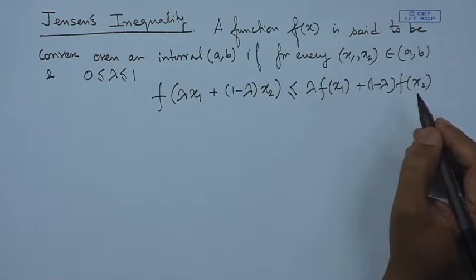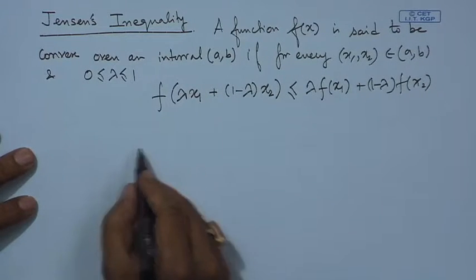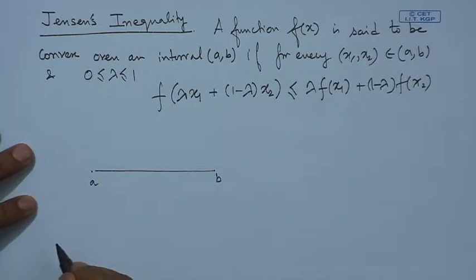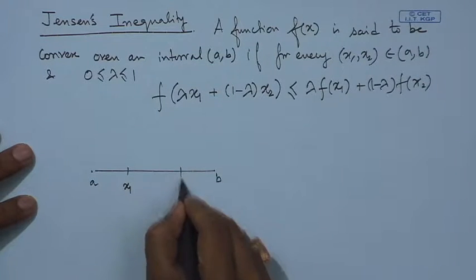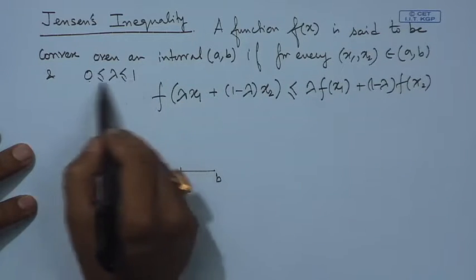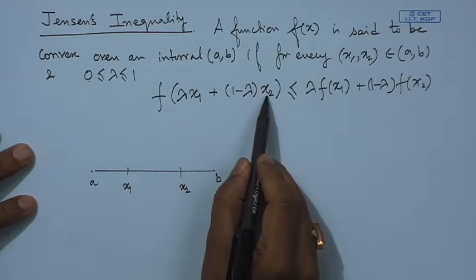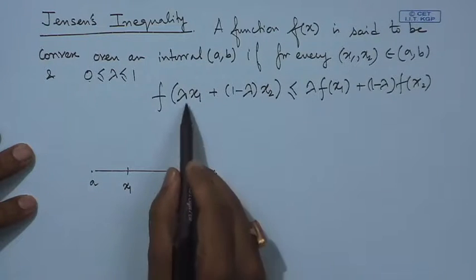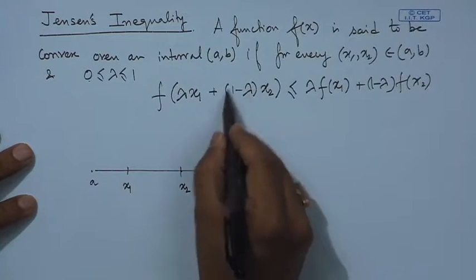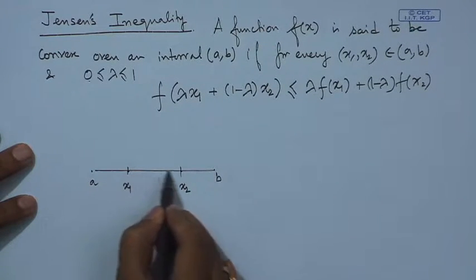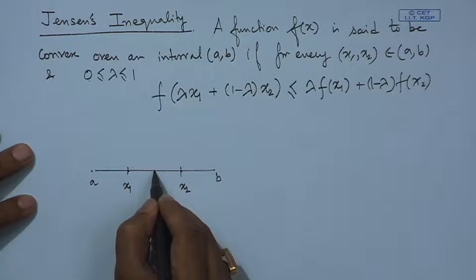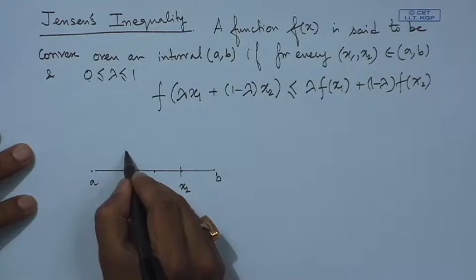So what this is saying effectively is that if I have an interval between a and b, I take 2 points x1 and x2 in this. Lambda lies between 0 and 1, and lambda times x1 plus 1 minus lambda times x2 is something in between, because if you take lambda equals 0, you get x2. If you take lambda equals 1, the second term becomes 0, so it is basically x1. So any other value would be somewhere in between. So f of a value somewhere in between is less than or equal to the value at that point.